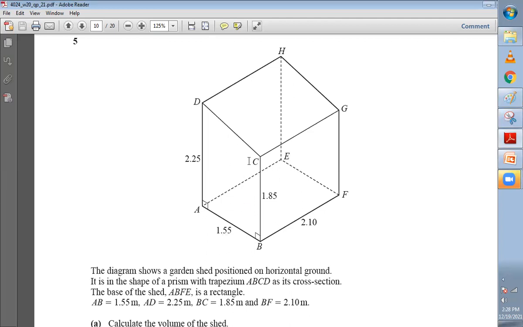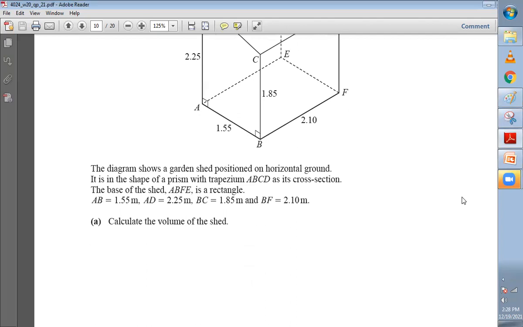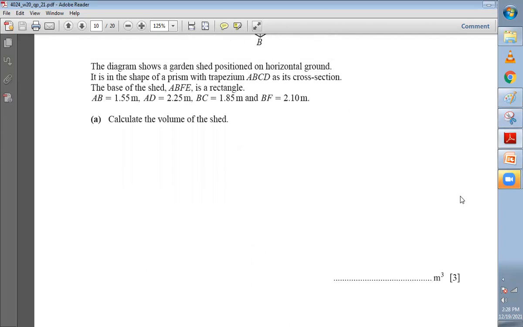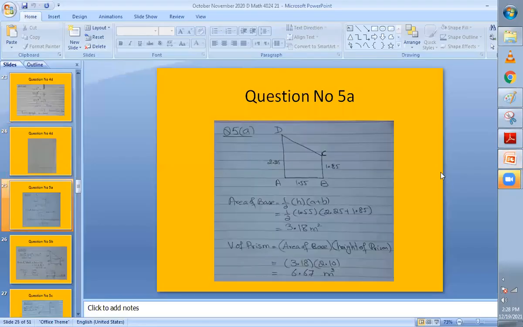Then once you know the area of the base, you will multiply it with the height of the prism. Height of the prism is the perpendicular distance between the two bases. One base is here, the other base is this, HGFE. The perpendicular distance between them is 2.10 meters. Calculate the volume of the shed, a 3-mark question. So let's see how I have done this.